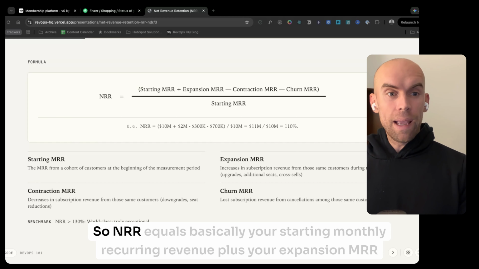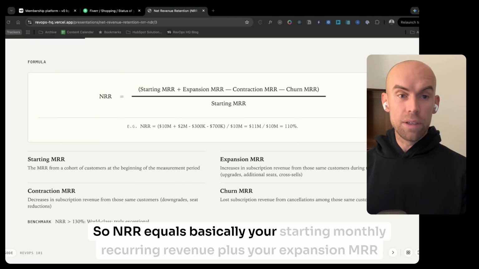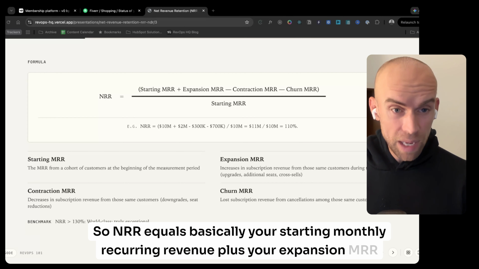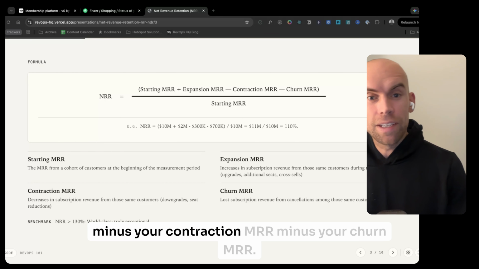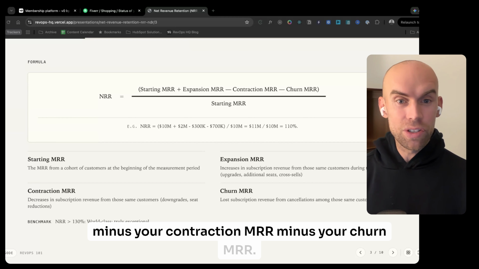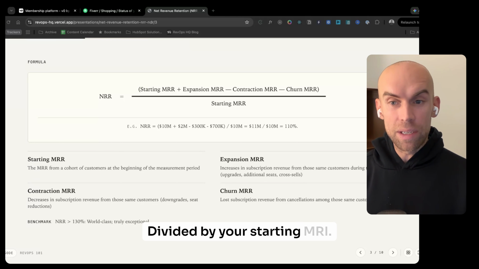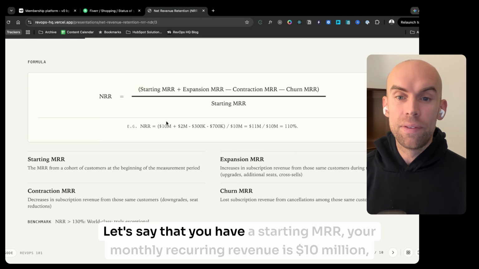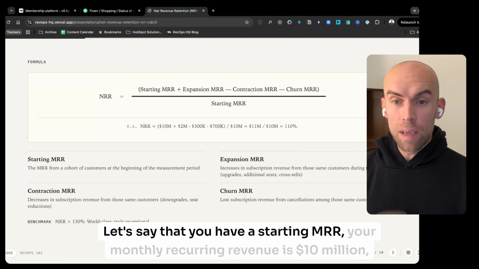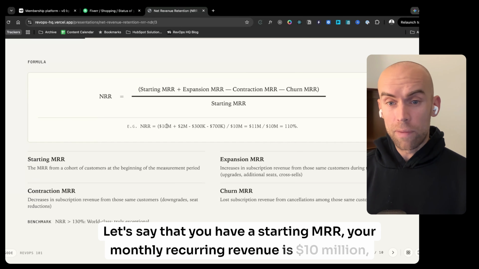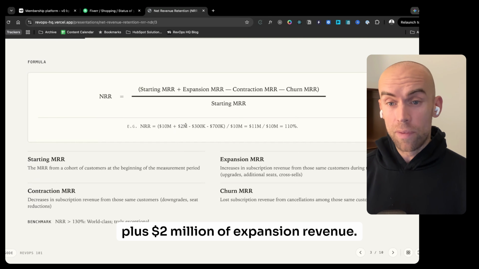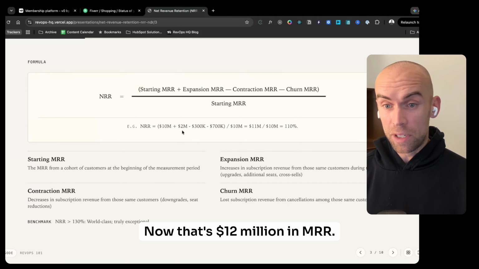So NRR equals basically your starting monthly recurring revenue plus your expansion MRR minus your contraction MRR minus your churn MRR, divided by your starting MRR. Okay, so what does that mean, right? Let's say that you have a starting MRR, your monthly recurring revenue, of $10 million. Plus $2 million of expansion revenue. Now that's $12 million in MRR.